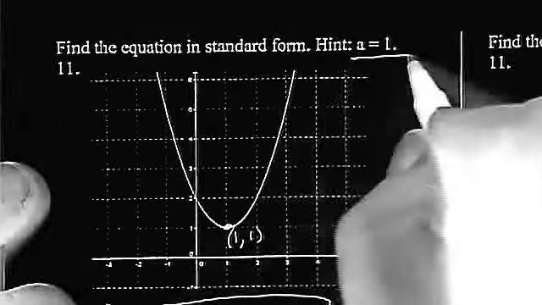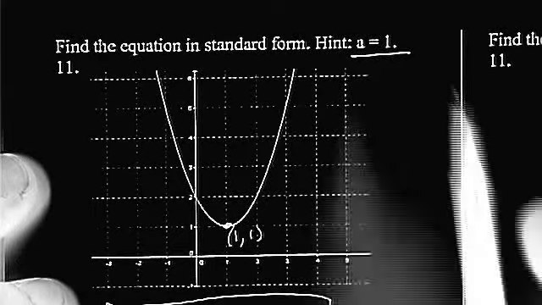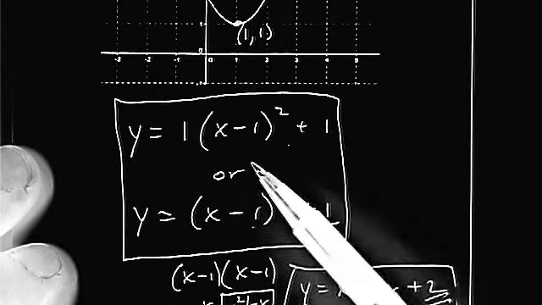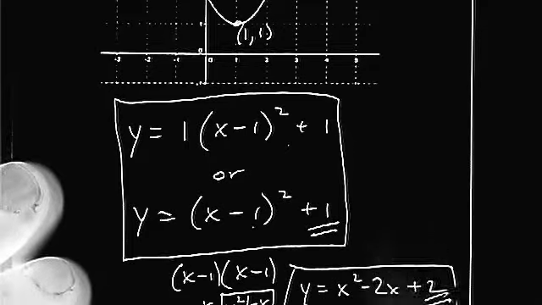Okay, so that's up to question 10. Question 11 on the next page, you have a graph. It says hint a is equal to 1. So I know the value of a. I can see the vertex is at 1, 1. So I'm going to start with vertex form. I got a 1 for a and 1, 1 for the h and k.